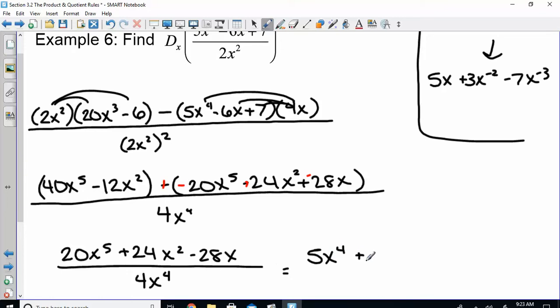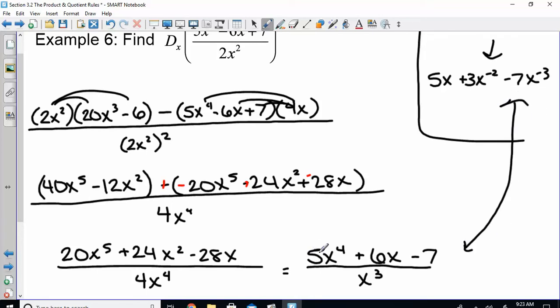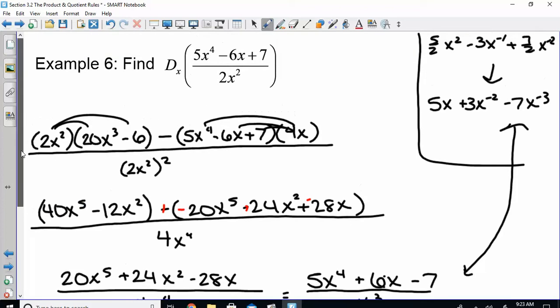So if I take a 4x out of everything, we get 5x to the 4th plus 6x minus 7 over x to the 3rd. Now this is written a little bit differently than the other way, but are these things equivalent? 5x to the 4th over x cubed is 5x. 6x over x squared. Oh, hold on.